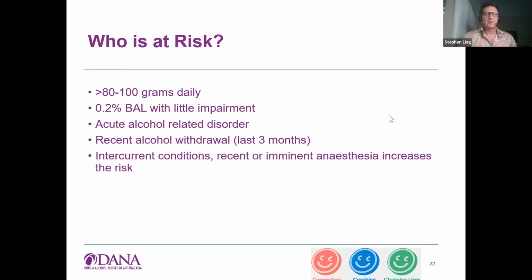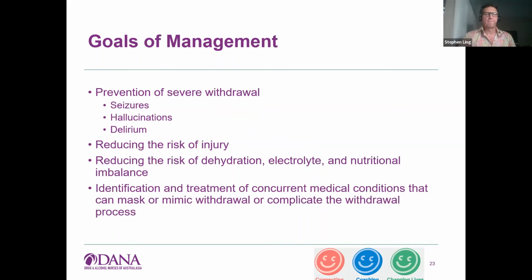Anyone who has an acute alcohol-related disorder, I would see as at risk, or anyone with a recent alcohol withdrawal, especially in the last 3 months. Now, intercurrent conditions causing stress to the body, particularly a recent or imminent general anesthetic, increases the risk of a withdrawal syndrome. Next slide, please.